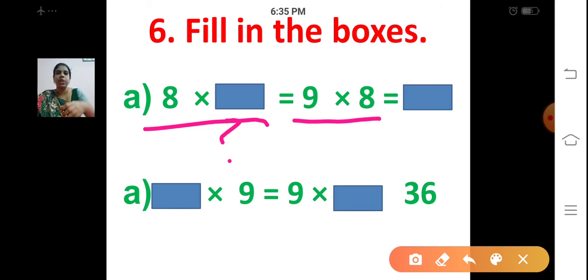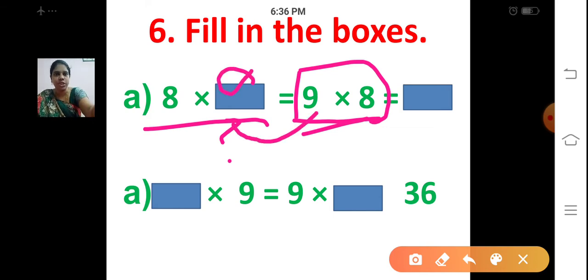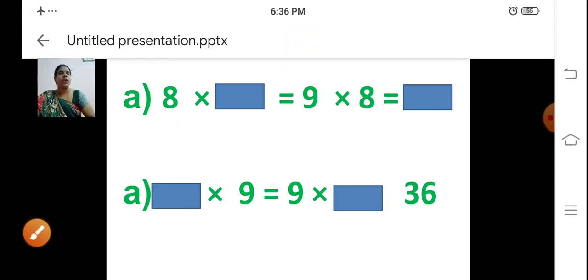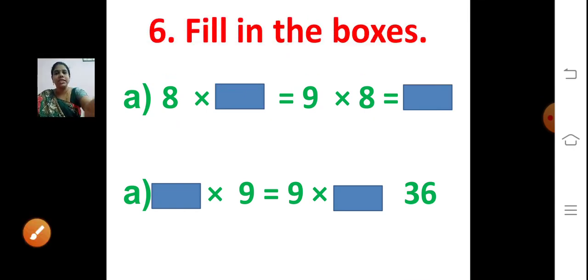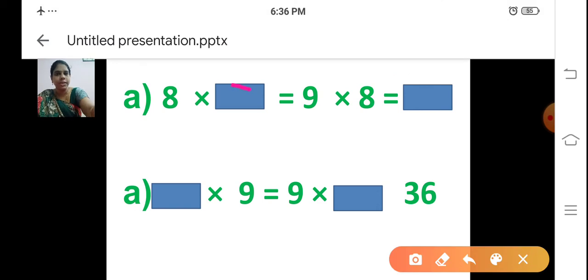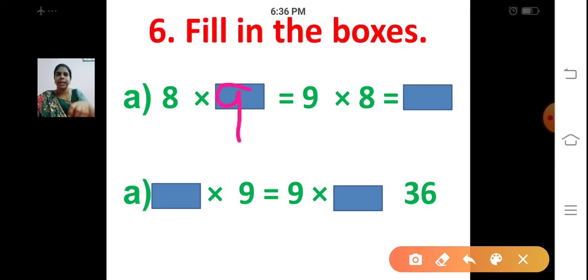So we know 9 into 8. Just change the order for this. Now change the order. 8 into 9, right? So this 9 is missed out here. What is missed out there? 9. Just write down 9 in the box. 8 into 9 is equal to 9 into 8.